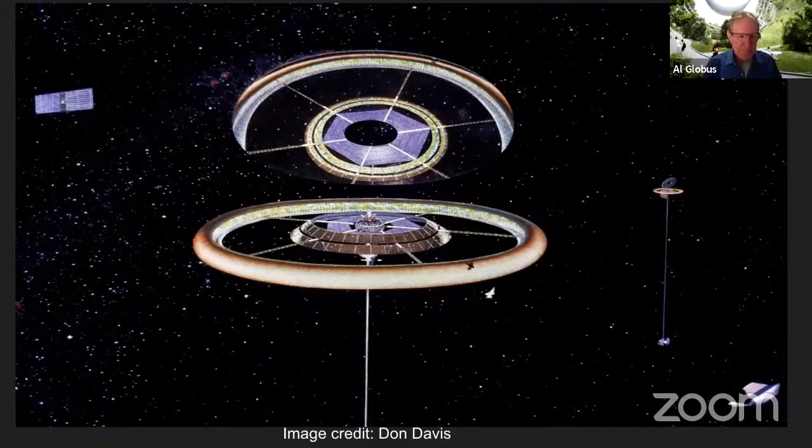And this, the Stanford Torus, is supposed to go at a point called L5, which is the lunar distance from Earth. And if you put a settlement at L5, it'll stay there. It'll also stay there if you put it at L4. And L4 and L5 are equidistant, equal distance from the Earth and from the moon. Okay? So they're a long ways out.